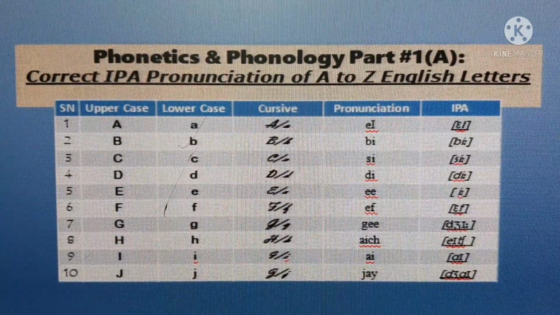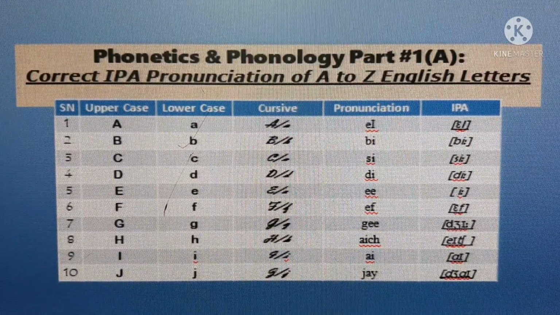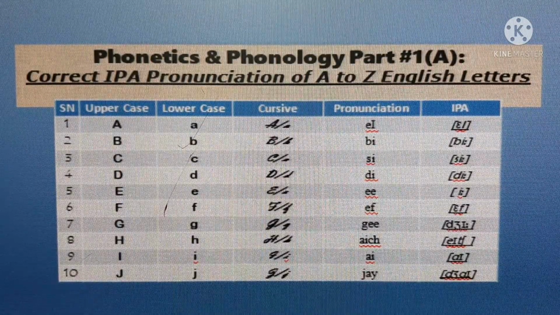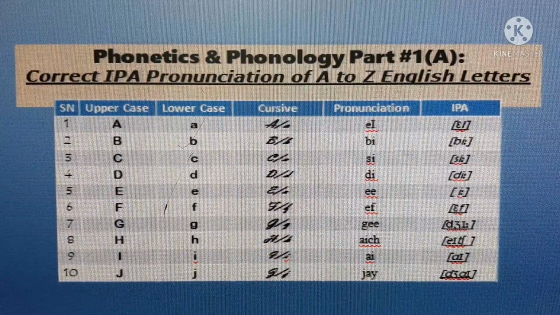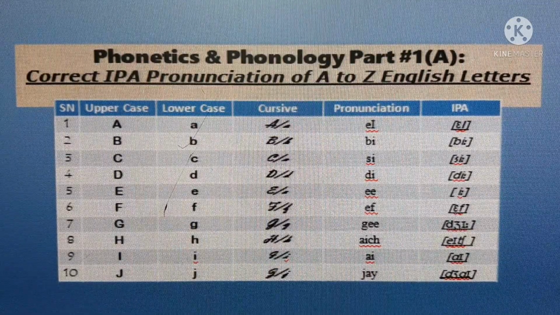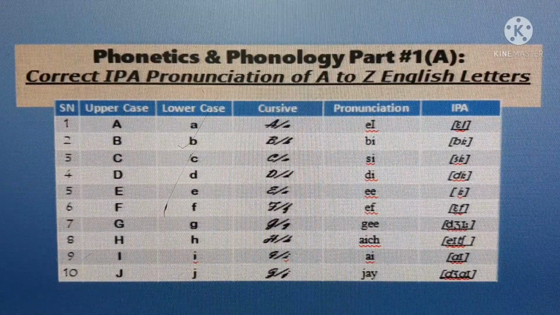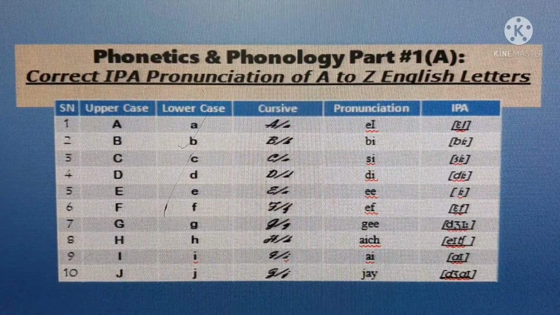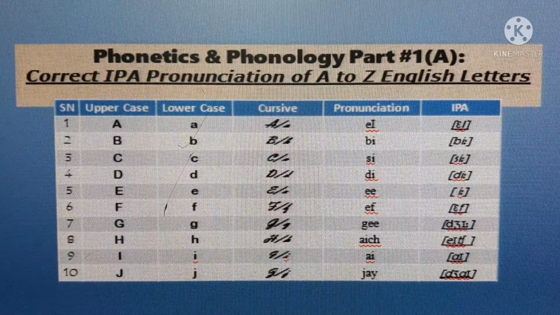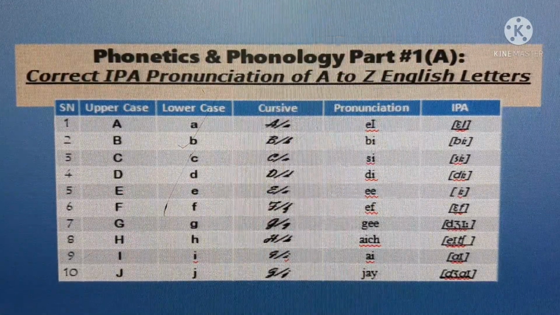Now, I will talk about the correct pronunciation of A to Z English letters. Look at the slide of this video. You can see 26 English letters in capital, small and cursive forms with pronunciation and IPA accent. Most of you pronounce most of the letters wrongly, especially the underlined 17 letters. Listen carefully to the correct pronunciation of each letter as I am uttering.